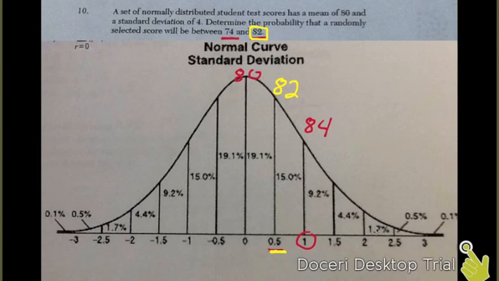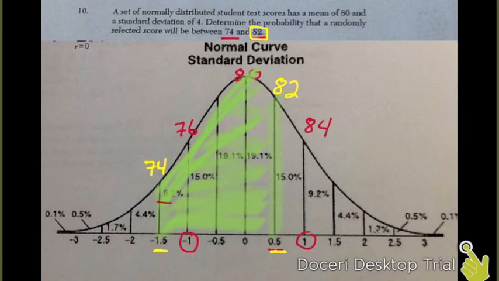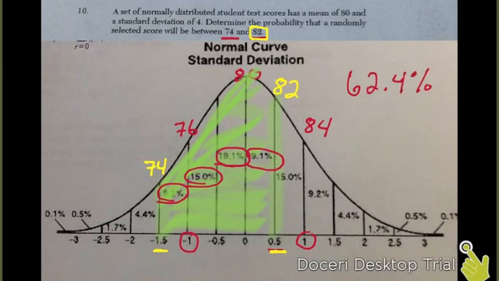We want to go the other way to get to 74, so 1 standard deviation below would be 76, and if you can't tell already, to get to this 1.5, that would actually be where our 74 lies. So we want to go ahead and add up everything from here all the way up to our 82. So all of this data in here. So that's going to be 9.2 plus 15 plus 19.1 plus 19.1. And when you add those up, it actually gives you 62.4%. So the probability would be 62.4 out of 100.